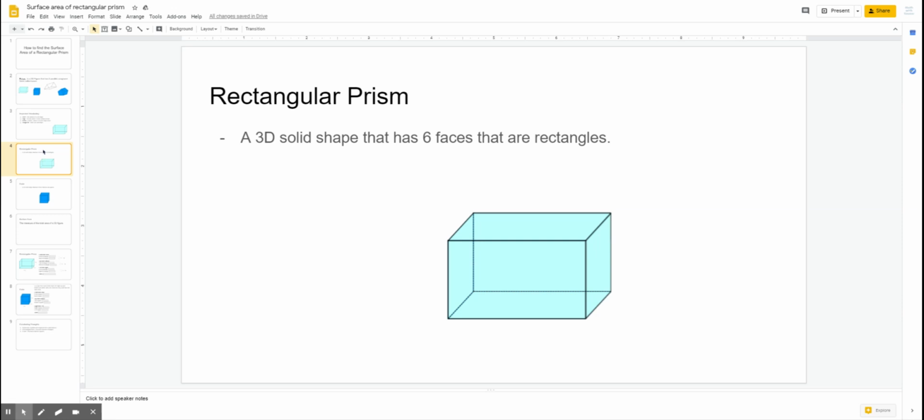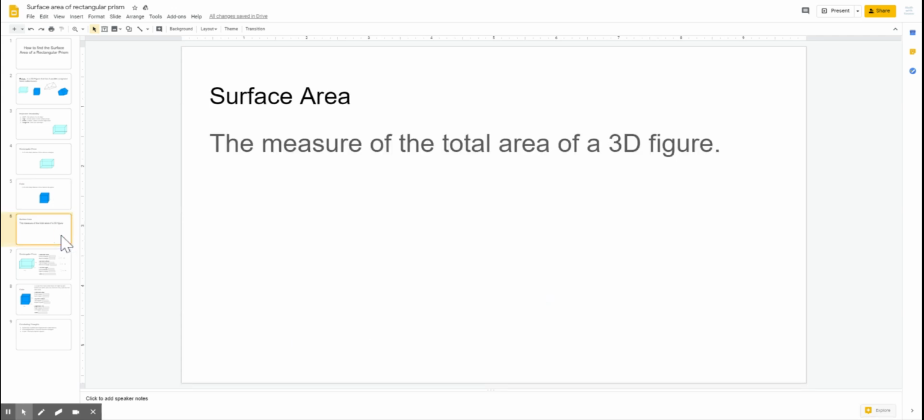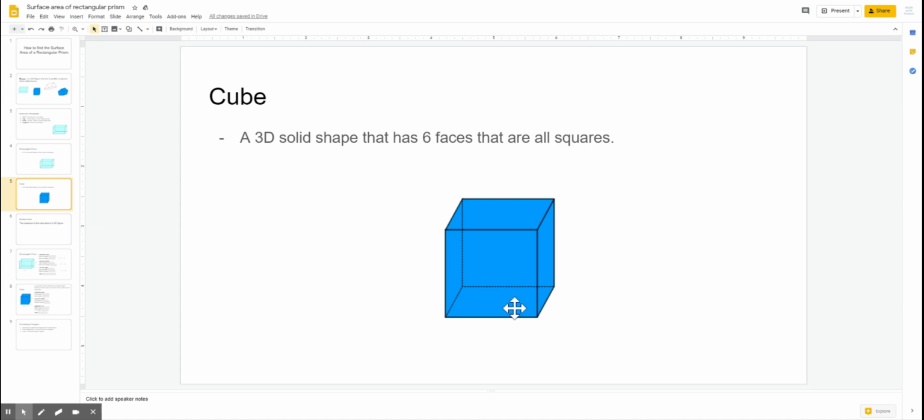So a rectangular prism is a 3D solid shape that has 6 faces that are rectangles. So all 6 of these faces are rectangles. A cube, on the other hand, has 6 faces that are all squares. So they're all the same size. Surface area is the measure of the total area of a 3D figure. So everything on the outside, that is surface area.